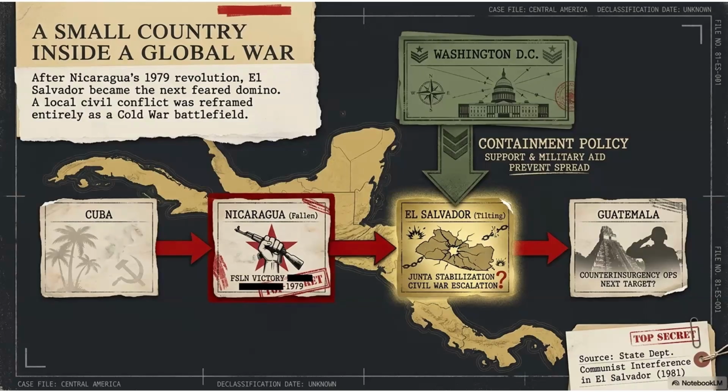So when the FMLN launched a major offensive in January 1981, Washington interpreted it through its Cold War fear. The conflict was not seen mainly as a Salvadoran struggle over land, poverty, and military repression. It was increasingly presented as part of Soviet-Cuban expansion into the Western Hemisphere. Inside El Salvador, the roots of the conflict were domestic: land inequality, oligarchic rule, bloc elections, and state violence. But from Washington, the conflict became a global ideological battlefield. So the tragedy of El Salvador begins with a double vision: a local society experiencing repression and a superpower seeing a domino.